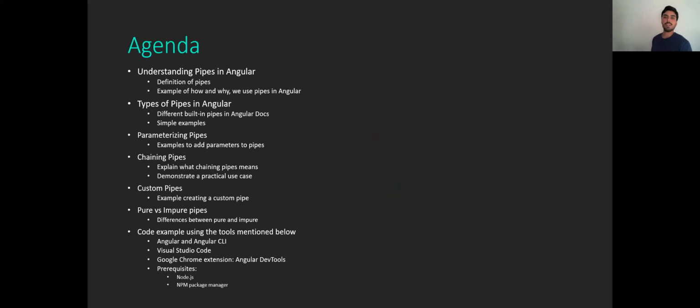Okay, so today's agenda, we're going to go over understanding pipes in Angular, the definition of pipes, and some examples. We're going to see a lot of built-in pipes that Angular already provides, and we're going to do some examples with those. Also, parameterizing these pipes, adding parameters to them. Some of them accept them, some of them don't. We're also going to talk about chaining the pipes. We're going to try to create our own custom pipe. And I think one of the most important things, and probably a little more advanced, is talking about pure versus impure pipes. And that one actually got me one time. So we should definitely go over it.